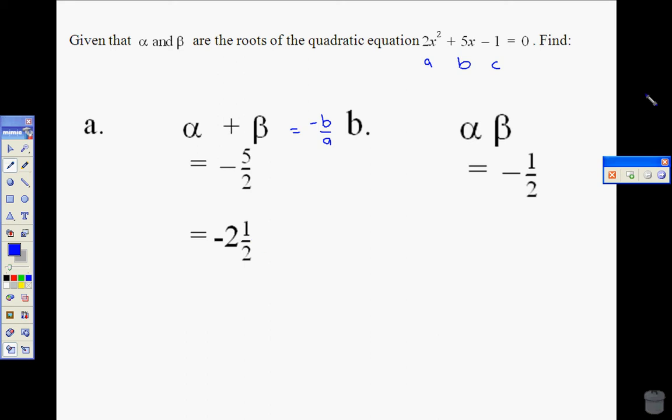Alpha times beta would give us the minus c on a, positive c on a. And c is minus 1, so there's our negative 1 over 2. So there's our product and our sum of the roots.